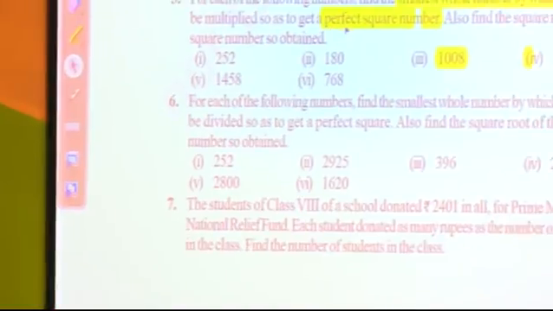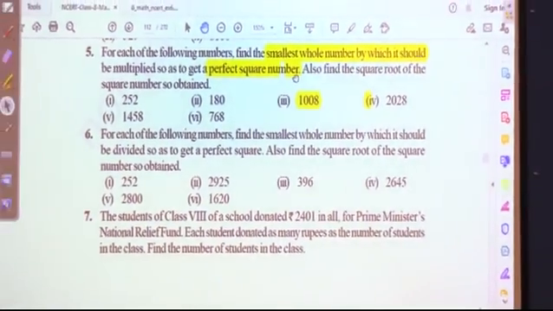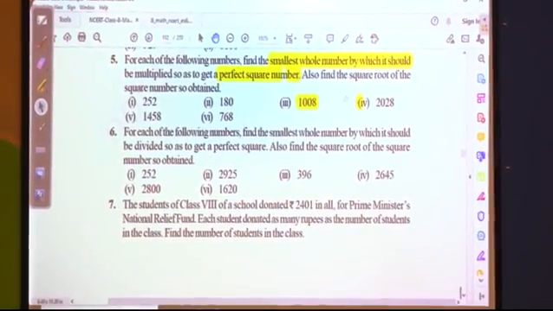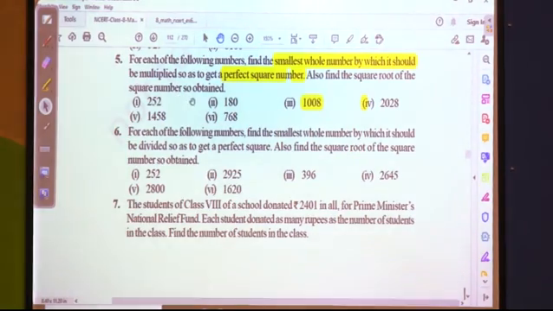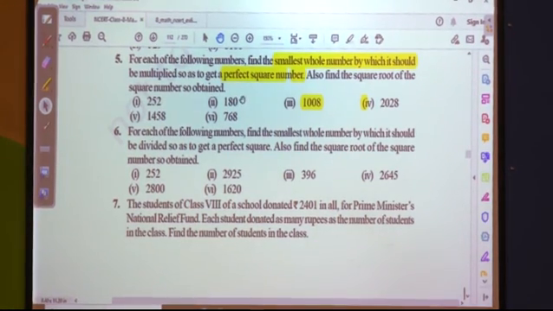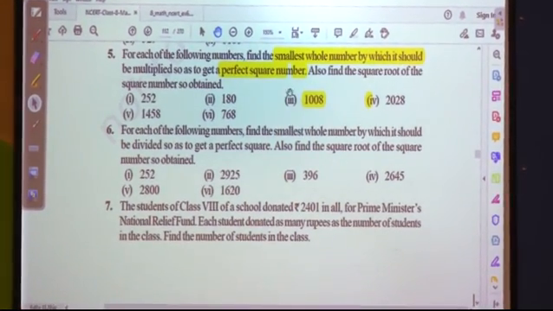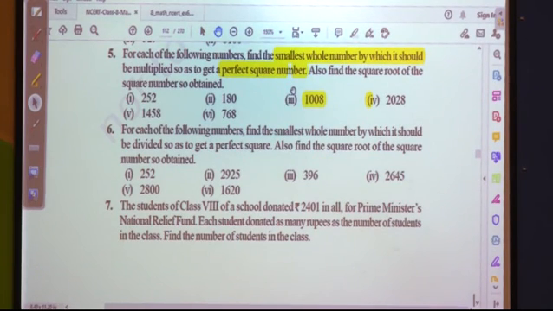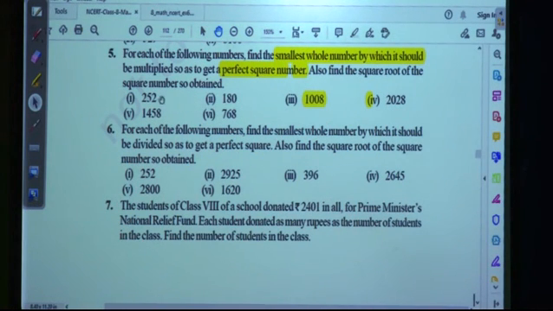For each of the following numbers, find the smallest whole number by which it should be multiplied so as to get a perfect square number. Also, find the square root of the square number so obtained. What are they saying? Find the smallest whole number by which it should be multiplied so as to get a perfect square. Means one thing is very clear, these numbers are not perfect squares.